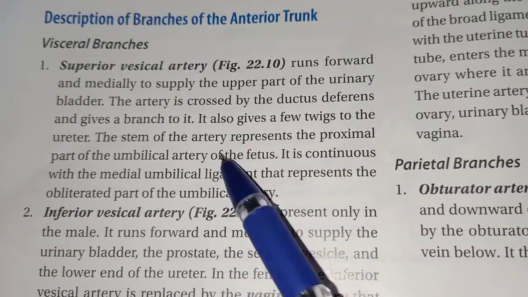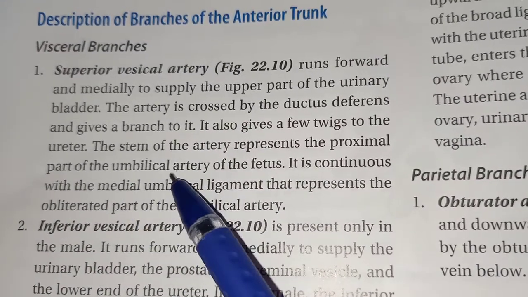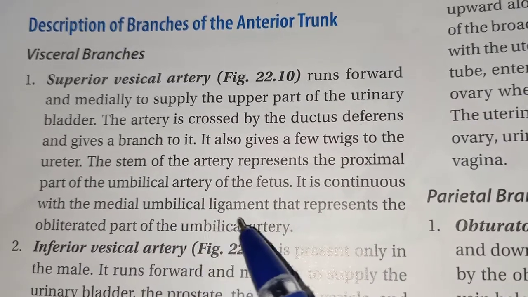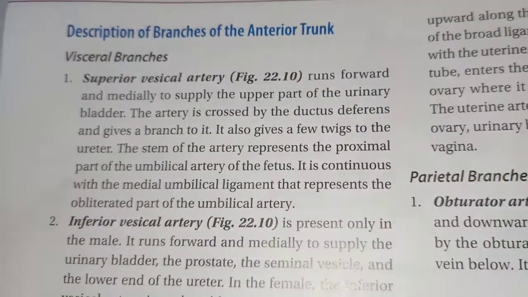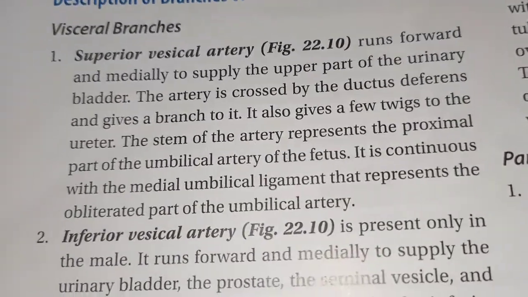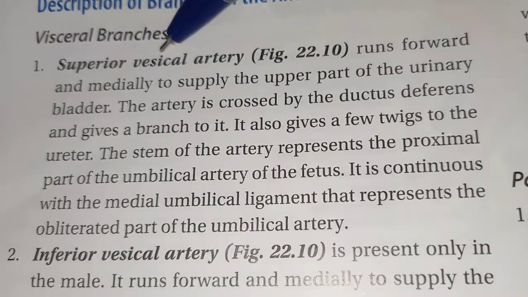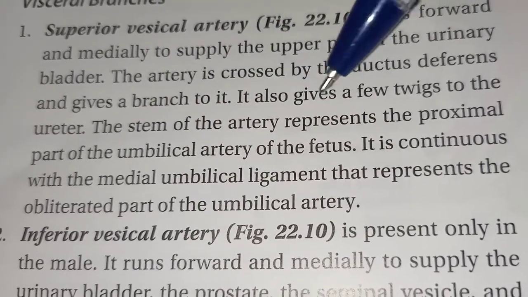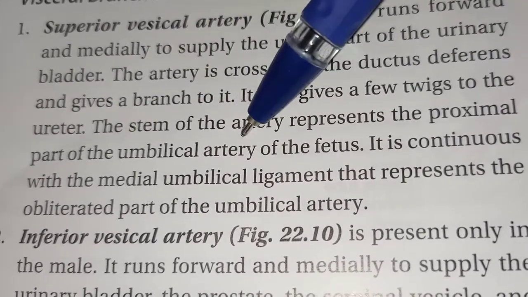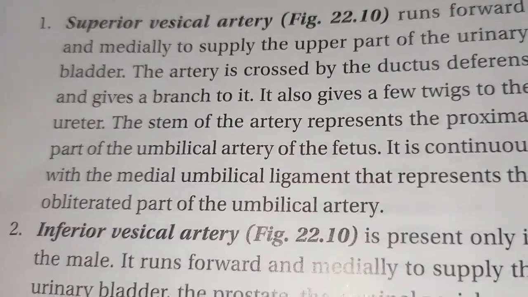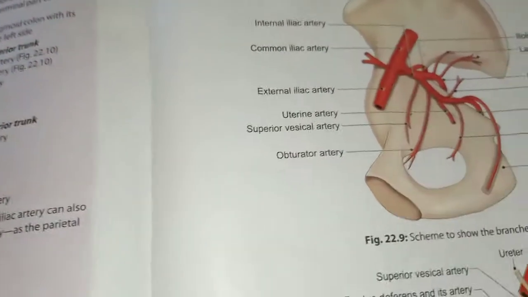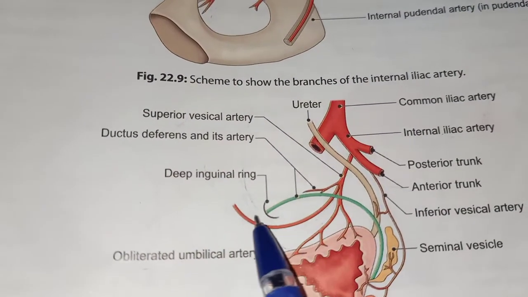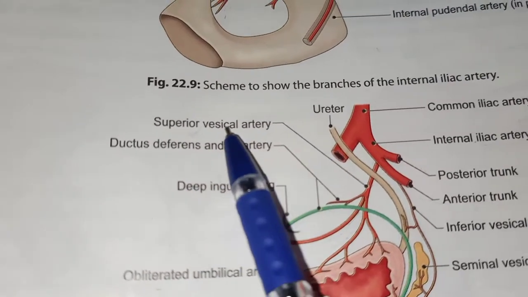The stem of the artery represents the proximal part of the umbilical artery of the fetus. It is continuous with the medial umbilical ligament that represents the obliterated part of the umbilical artery. So what they are saying is it has embryological origin. The superior vesical artery has embryological origin. The stem of the artery represents the proximal part of the umbilical artery of the fetus. You can see here, this is the obliterated umbilical artery.